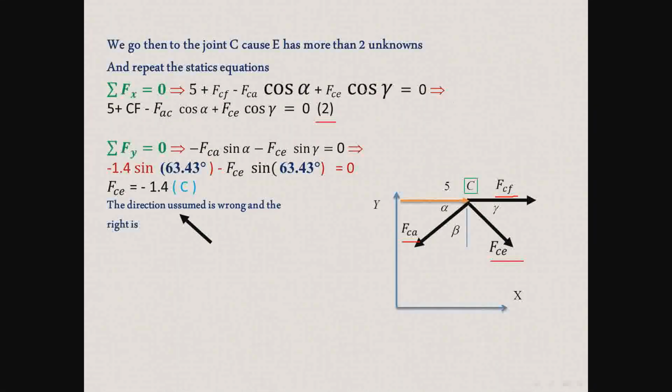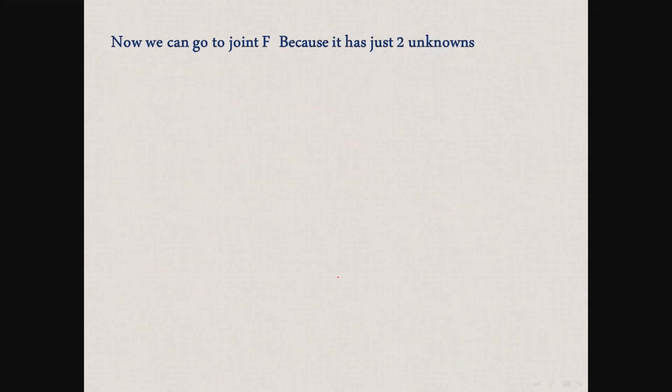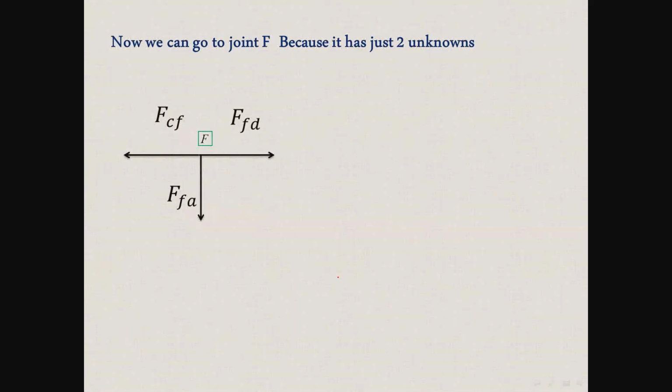Going back to equation number 2, we can find that the force CF equals 3.8, and the member is also in compression. Now we can go to joint F because it now has just 2 unknowns. This is the free body diagram for joint F. It has no external loads.